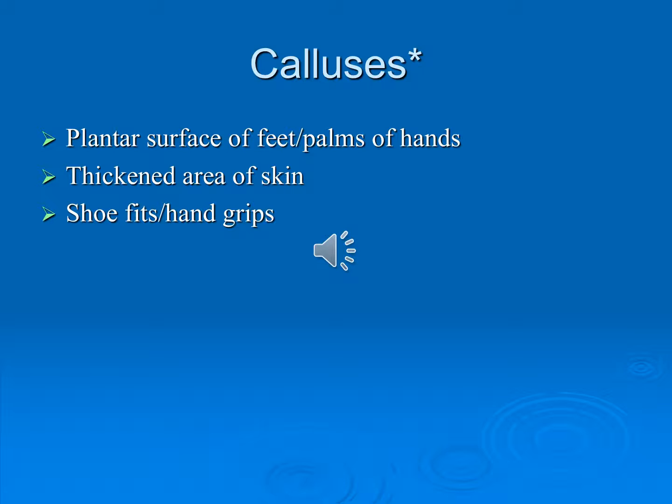Calluses, you commonly see them on the plantar surface of the feet or the palms of the hands. Basically they are thickened areas of skin where there's been a lot of friction. Sometimes calluses appear over top of blisters, so you can get both occurring at the same time. Most of the time they're asymptomatic unless they get pretty large and start to get sore. For callus prevention, or if somebody is really having issues, look at how individual shoes fit them or their hand grips.